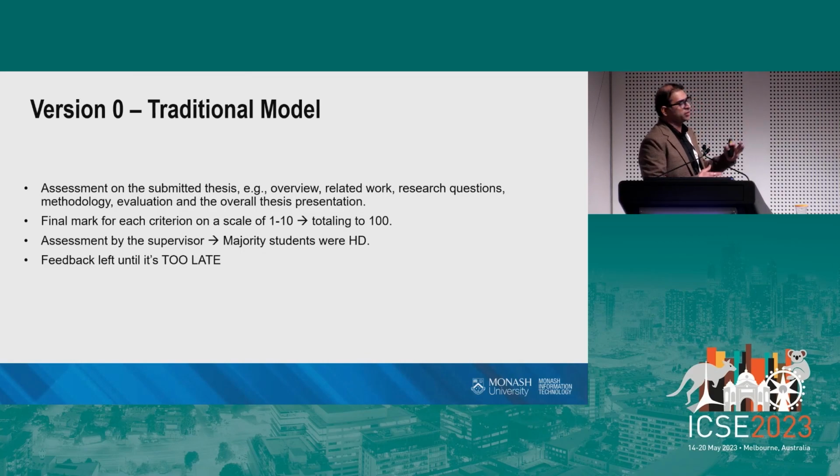So this is the version 0 of the traditional model that existed before we began any of the innovation or improvement. So students worked with their supervisors for a given amount of time, and they were assessed at the end of it on the thesis that they submitted. So that was the only assessed component. That was assessed on overview, related work, research questions. So a final mark for each of these criteria was given between 1 to 10, totaling to 100.